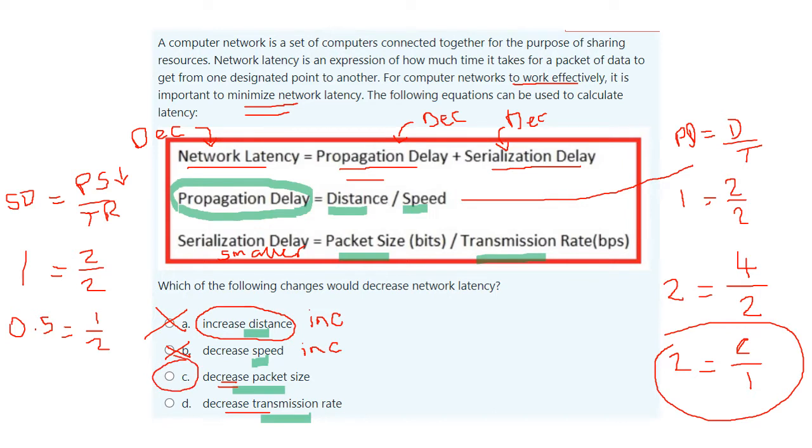If we decrease the packet size, we decrease the serialization delay. And if we decrease the serialization delay, then we decrease the network latency. Although this question has lots of words that you don't know, you can use the formulas just like speed equals distance over time. You can imagine what happens if you change one part of the formula, and then you can imagine what the effect would be on the things that are connected to it.